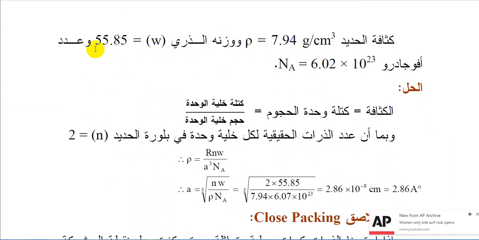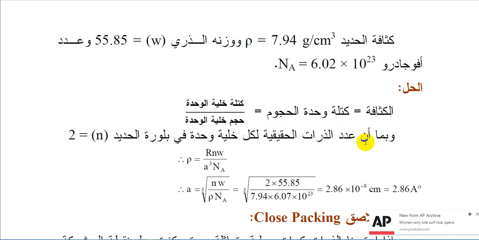W, the atomic weight, is 55.85, and the Avogadro's number is 6.02 times 10 to the power 23. Na is the Avogadro number for the iron. For example, the density is equal to the mass of the unit cell divided by the volume of the unit cell, as you can see right in front of you.